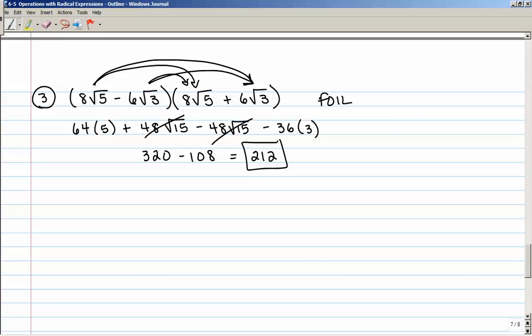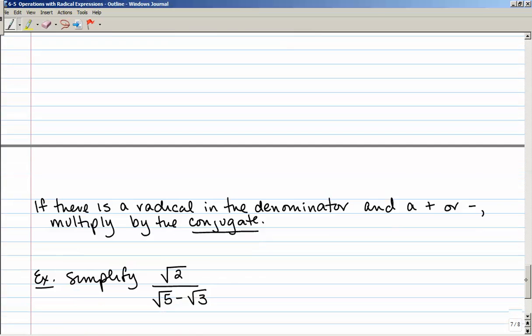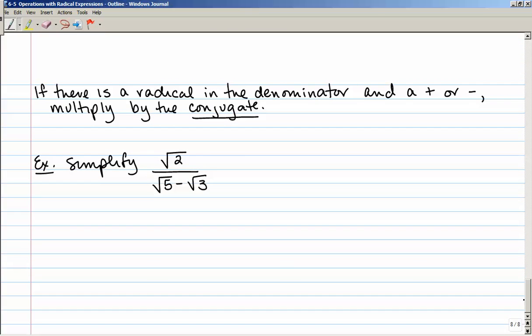Now let's go back and look at this problem. Notice inside the parentheses, they both started with an 8 square root of 5, and they both ended with a 6 square root of 3. One's a minus, one's a plus. We're going to use that in the next problem. So it's the same terms, but one's a positive and one's a negative. Notice the cool thing that happened was we had some canceling out in the middle there. And actually we are going to use that in this problem.